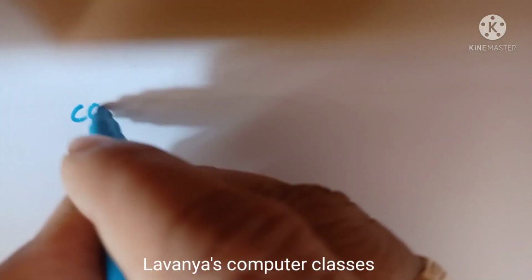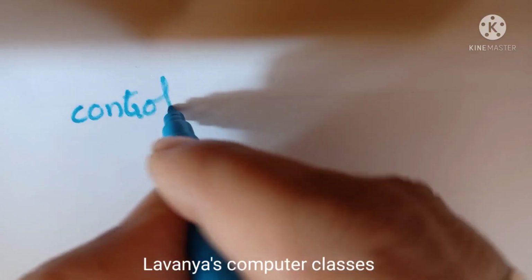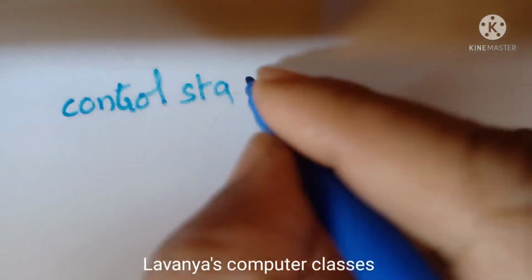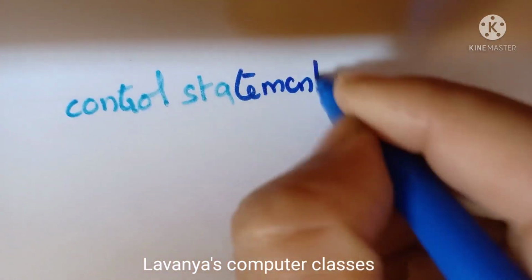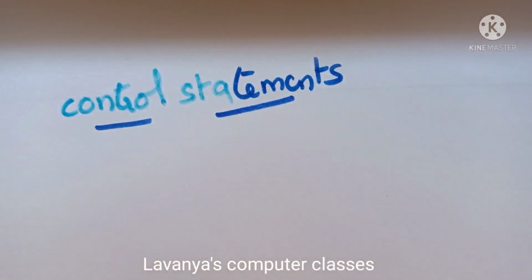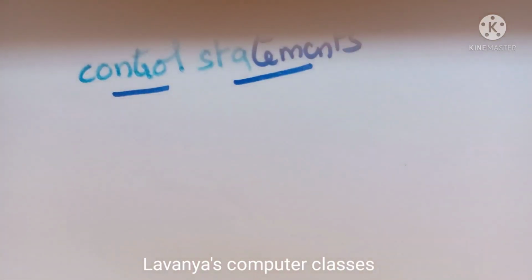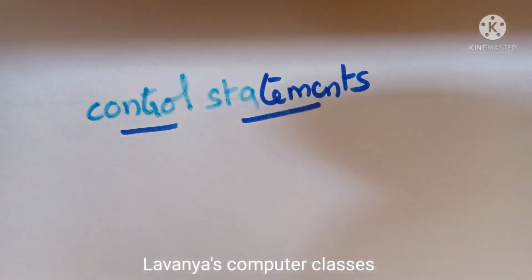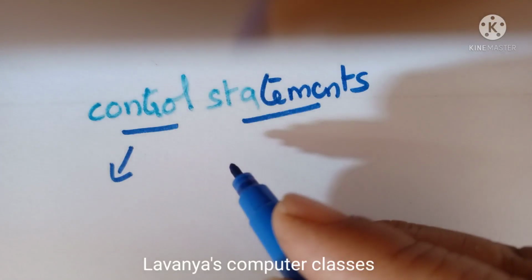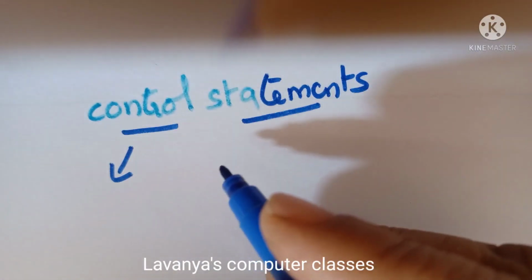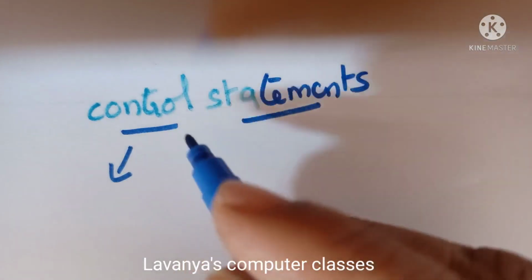In this video, I will explain control statements in Java. So what is a control statement? Control statements are used to decide which instructions are to be executed in the program. It is controlling the flow of the program, that means which part is ready to execute and which part is not necessary to execute. That is explained through control statements.